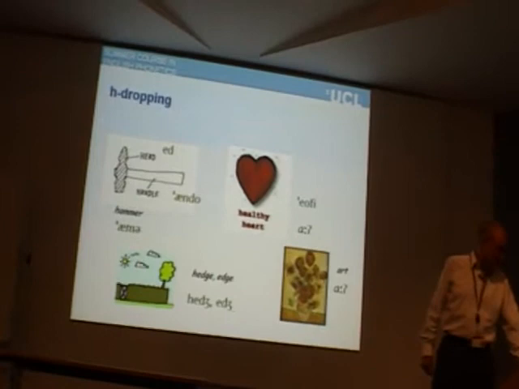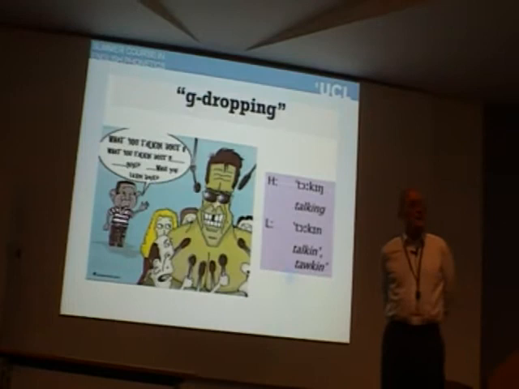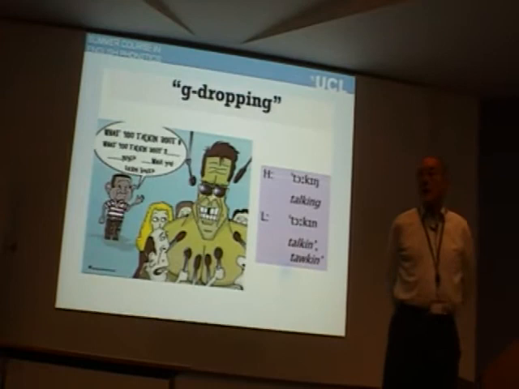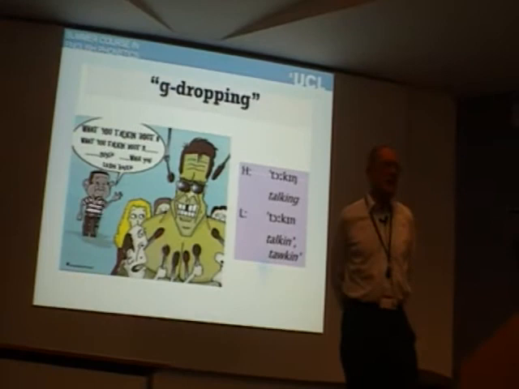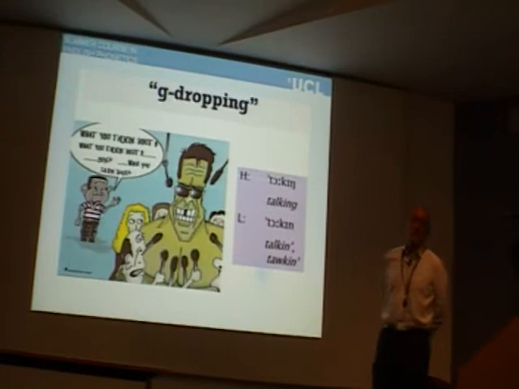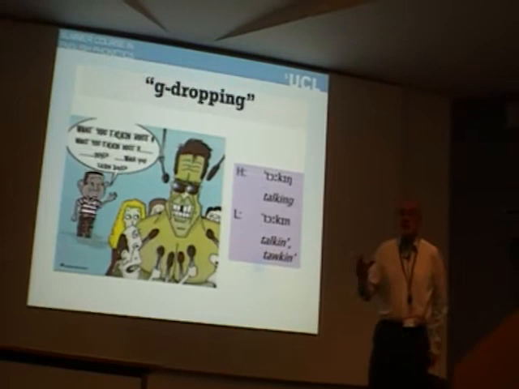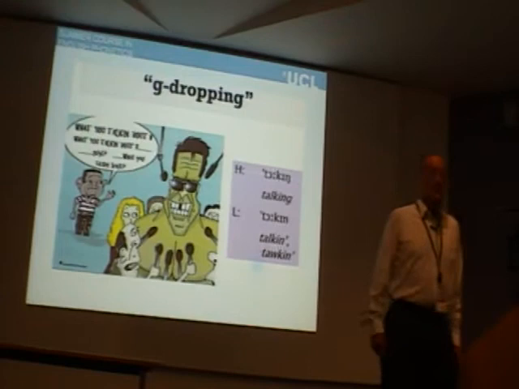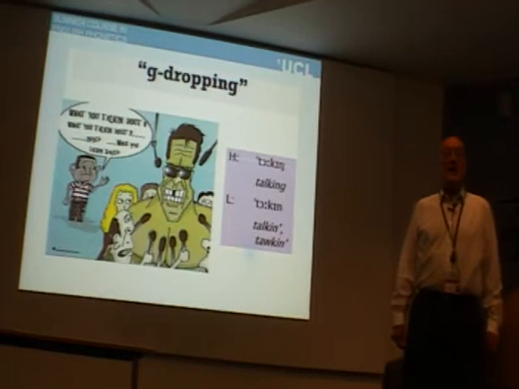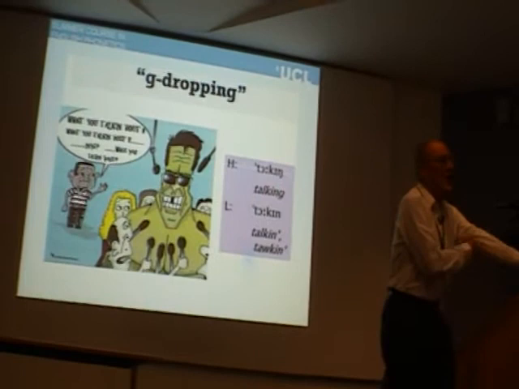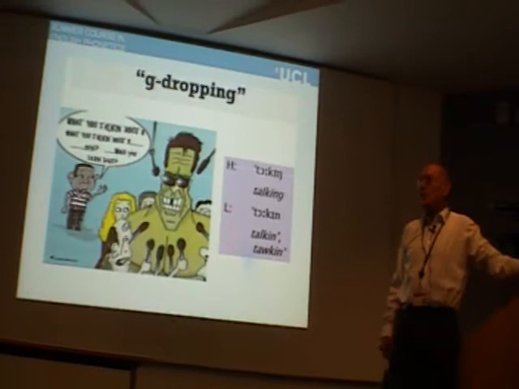The other sort of very well-known feature, and this applies not just to England, but to everywhere where English is spoken as a first language, is what we call G-dropping, well that's the popular name for it, which refers to the ing ending in verbs and so on. And it's a matter of using an alveolar nasal rather than a velar nasal. So where we've got the word talking, the high version, the educated version, has a velar nasal at the end, talking, the low version, the stigmatized version, has an alveolar end, thus talkin'.